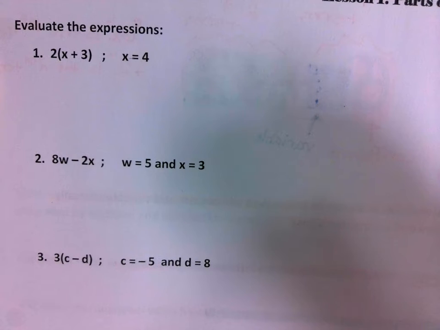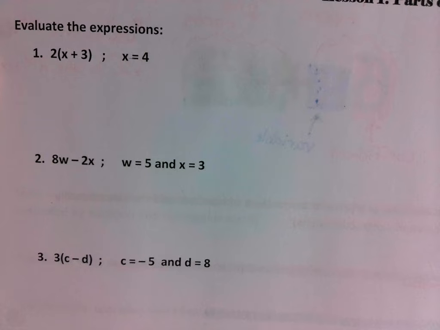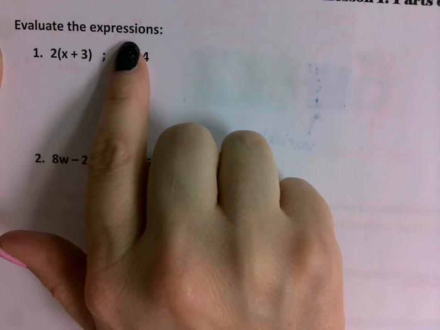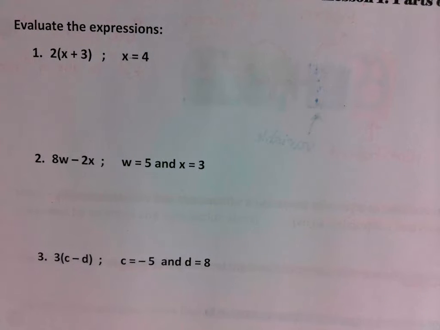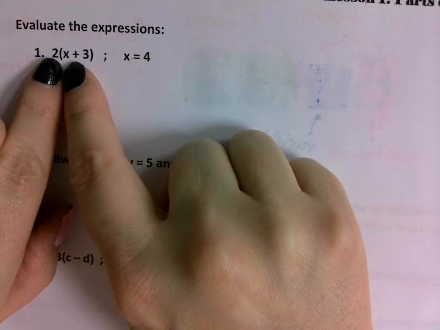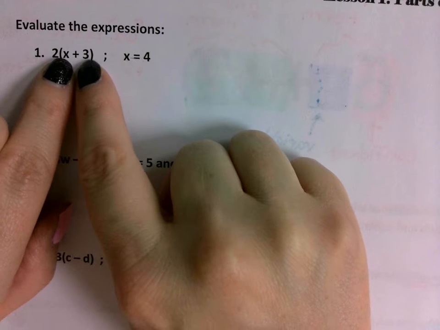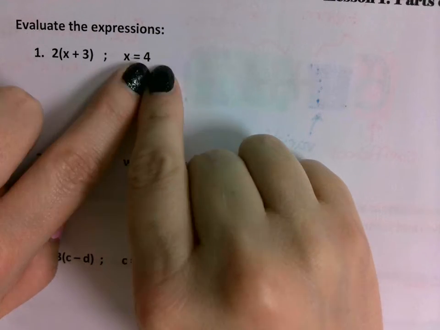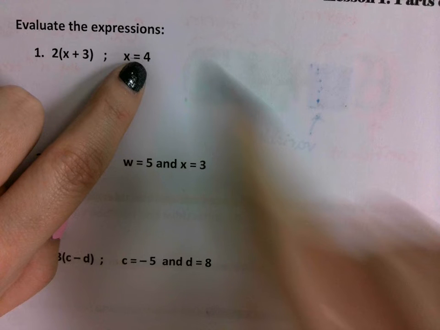So for here, when they say evaluate, evaluate an expression means that you are working it out to get an answer, working it through to get a final number. So here they give us 2 and then parentheses x plus 3. That's 2 times the quantity of x plus 3. And then off to the side, they're saying, hey, x is equal to 4. So what they're having us do is what's called substitution.